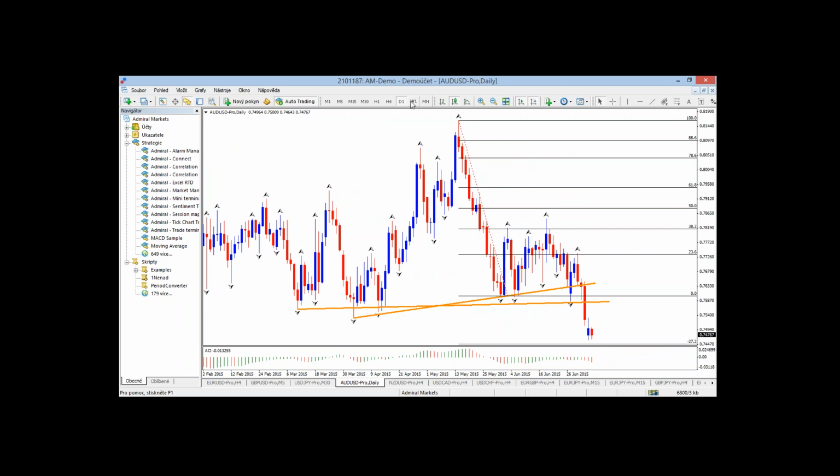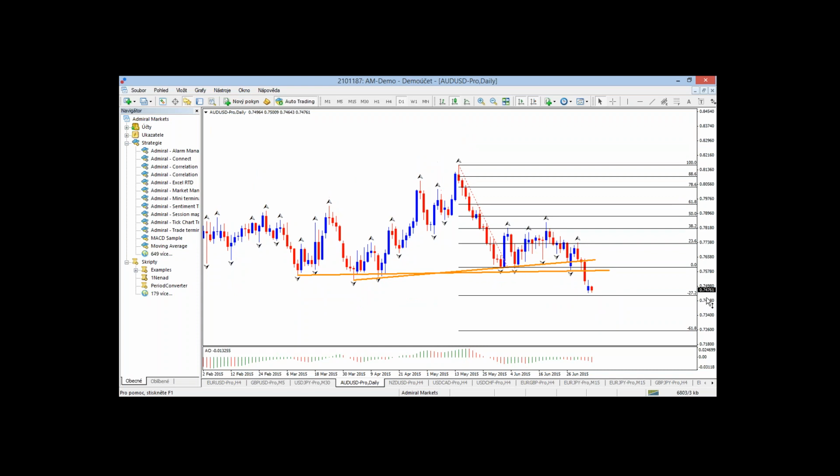So what kind of targets am I looking for on the AUD/USD? I'm looking for the minus 61.8, which is at 72.50. Now we are close to the minus 272 target. There could be a small bounce here before we continue, or we might even go straight through it. Let's see.